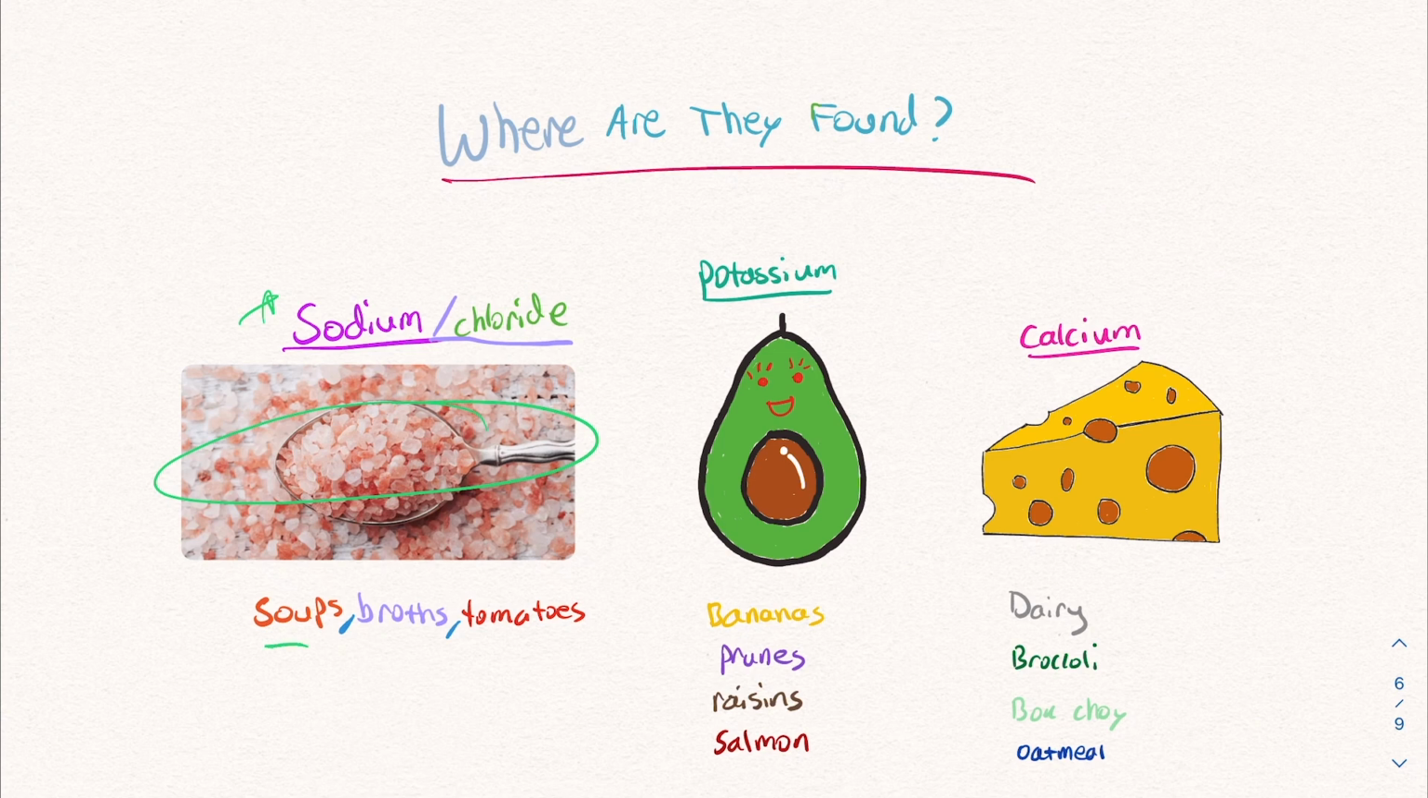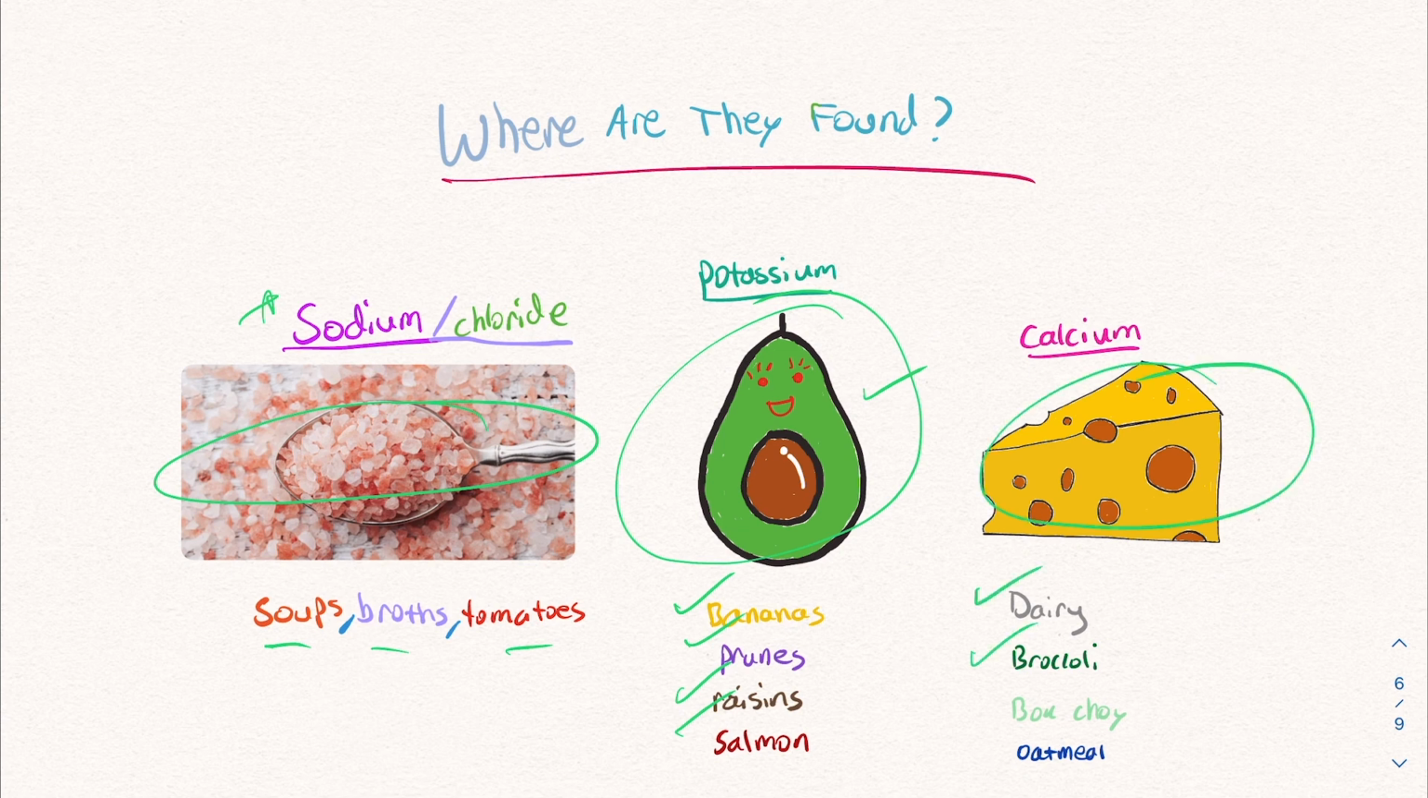You can also find it in soups, broths, tomatoes. Potassium can be found in avocados. We got a little happy avocado right here. Bananas, prunes, raisins, salmon, and other things. And then calcium, we can find this in dairy, like this little cheese I got here. Dark leafy greens, broccoli, bok choy, oatmeal, and the list goes on and on. There are more electrolytes that the body uses, but this is all I had time to go through.